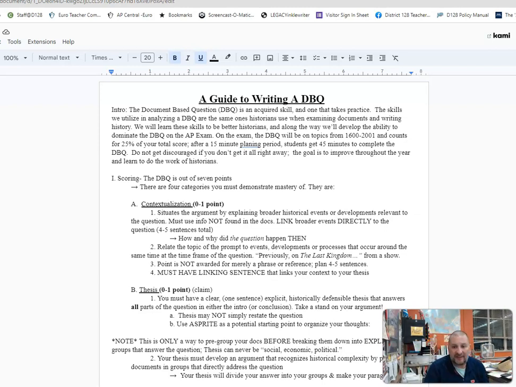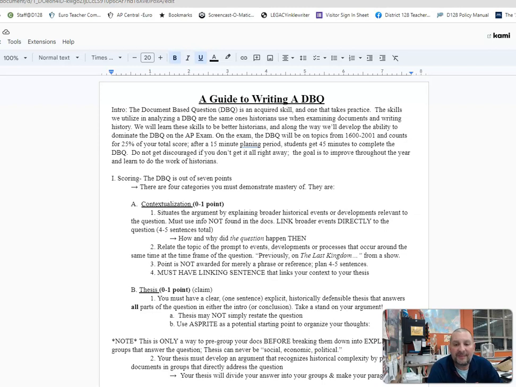DBQ is an acquired skill, and it's one that takes practice. The skills we utilize in analyzing a DBQ are the same ones historians use when analyzing documents and writing history. That's one of the reasons why I like the DBQ, and one of the ways I'm going to teach how to write it and analyze it, because it's the skills of historians. We learn these skills to be better historians, and will along the way develop the ability to dominate the DBQ on the AP exam.